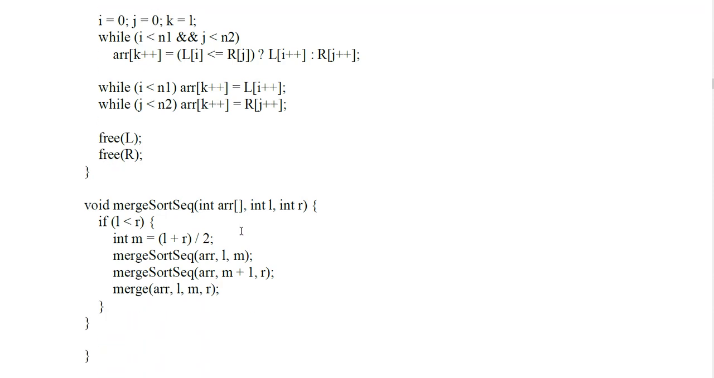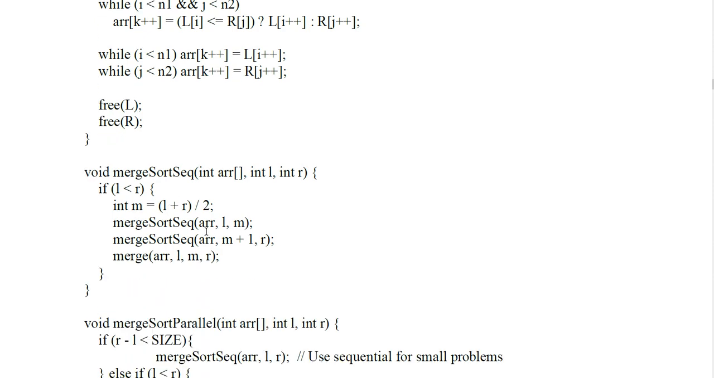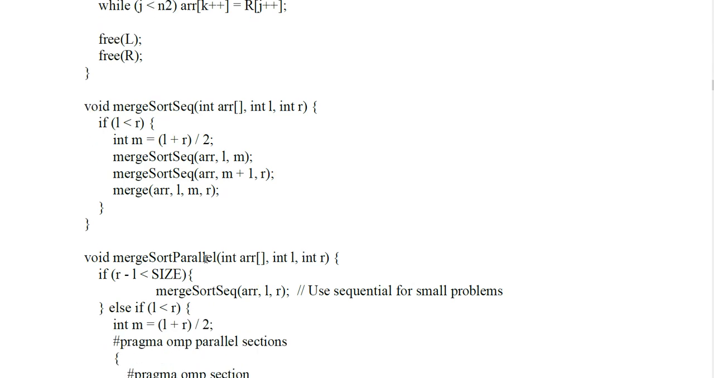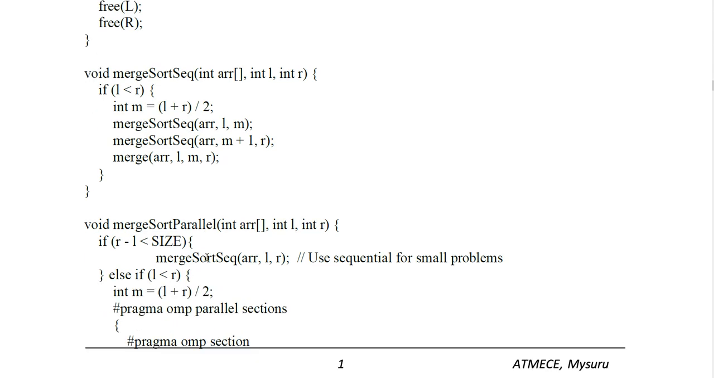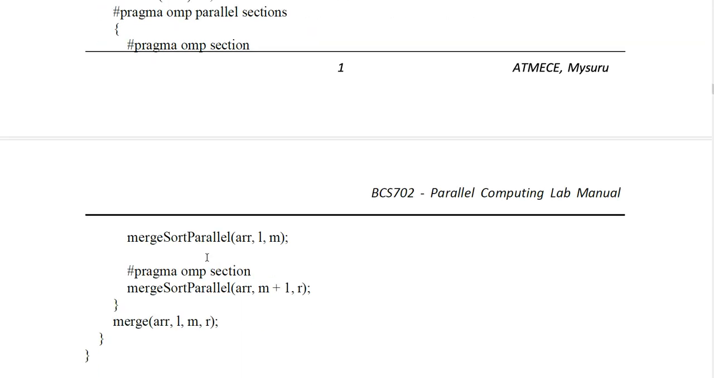Now we have the merge sort. In this merge sort, the classic recursive merge sort is included, and we are going to divide this into two halves until a single segment remains. Then we merge them back in sorted order using the merge function. So we have the merge sort sequence here. Then we are going to free up this memory. And later we have a parallel merge sort.